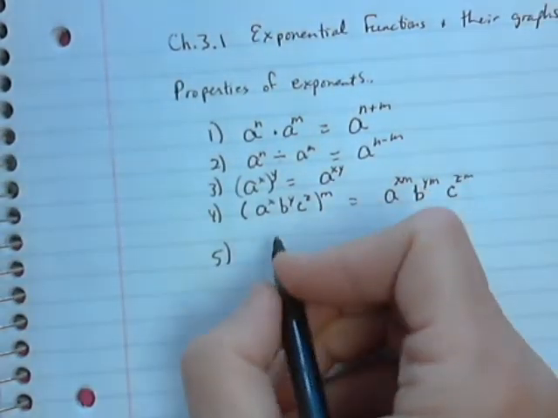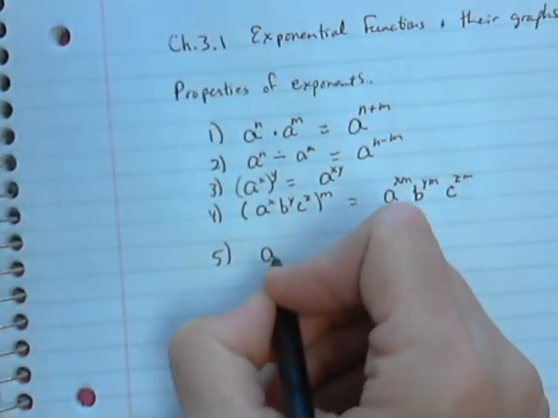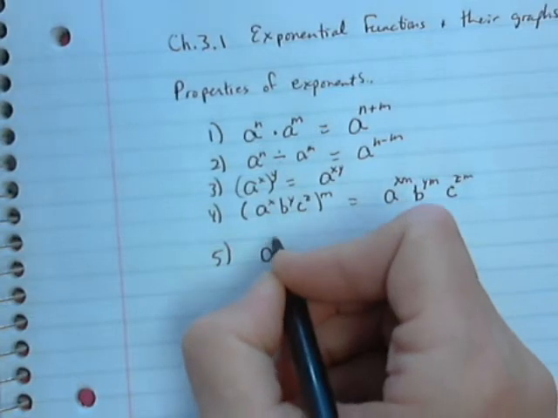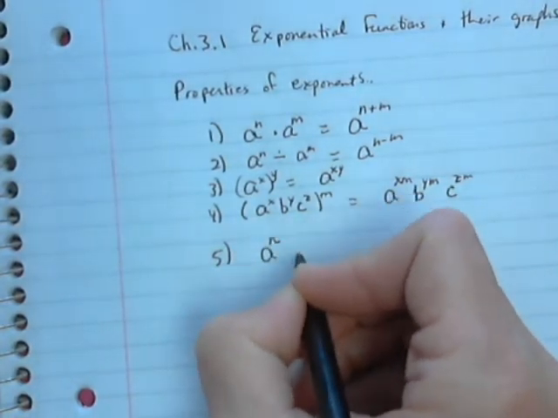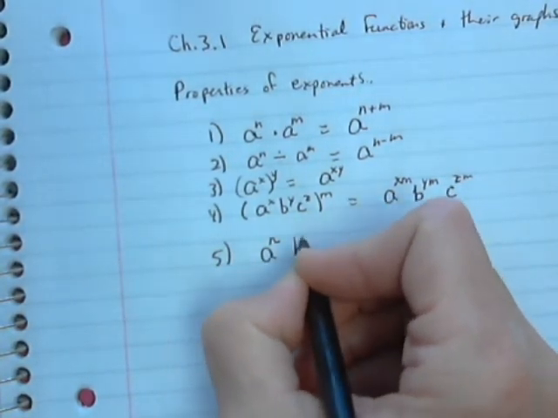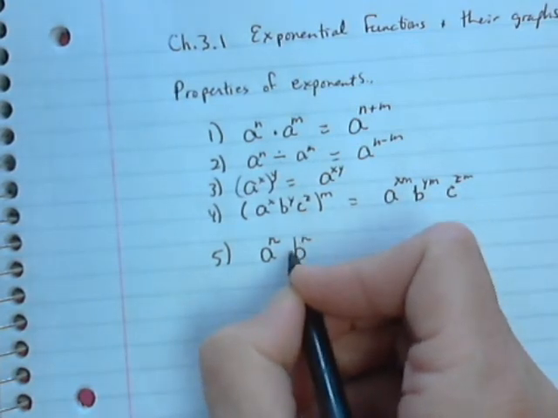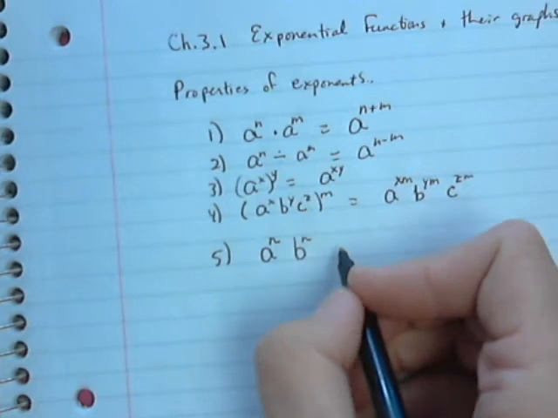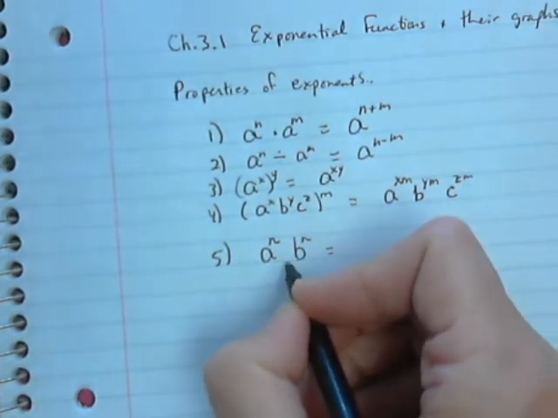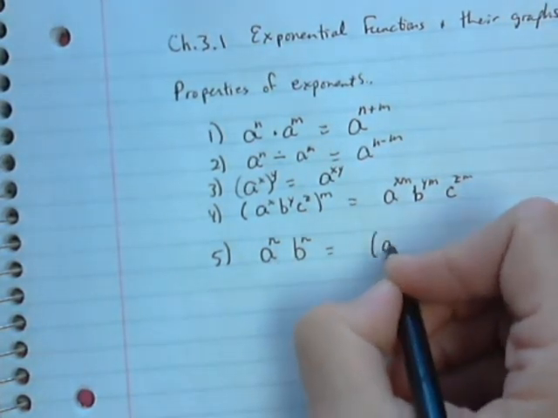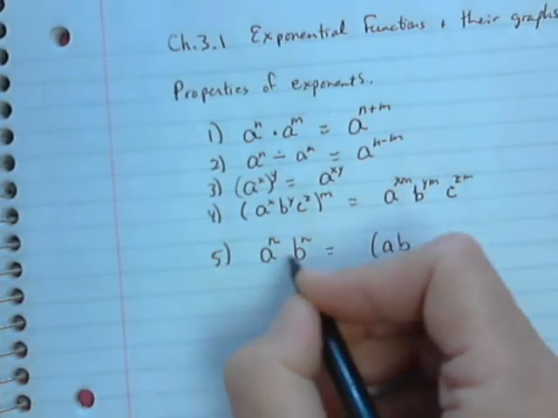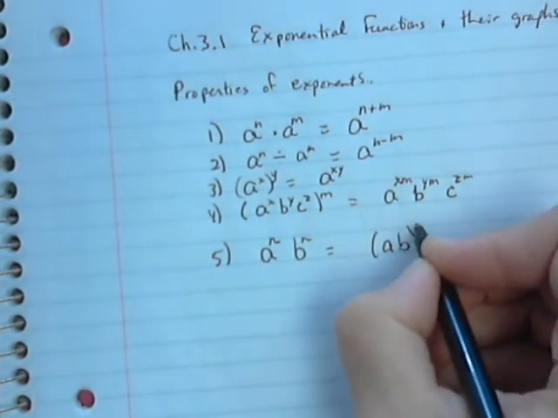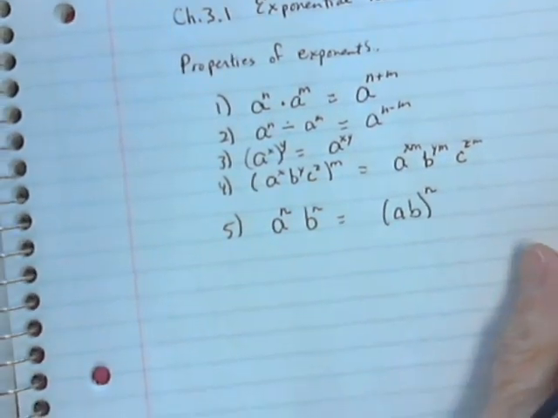Another rule is if you have different bases, let's say you have a to the nth power times b to the same exponent. This is kind of this rule in reverse. What you can do is multiply those two bases together, a times b, whatever they are, they can be numbers, and bring them all up to the nth power.